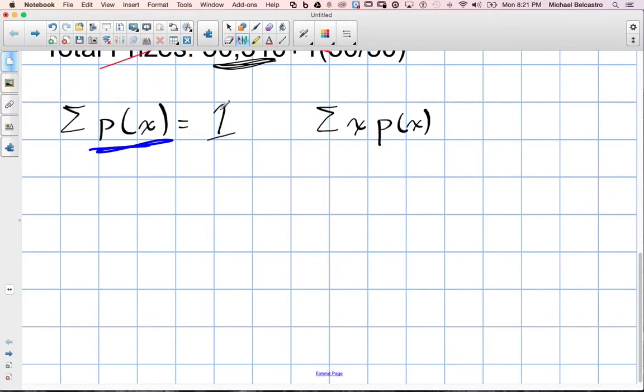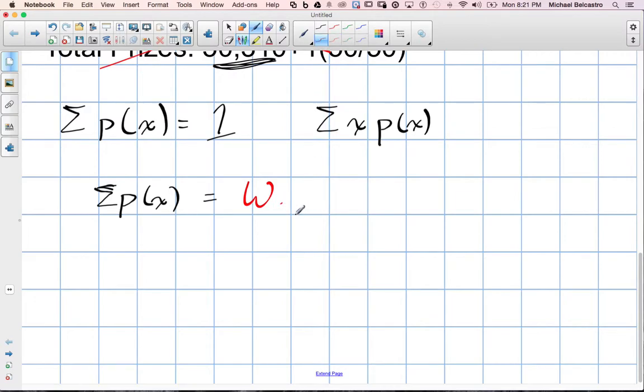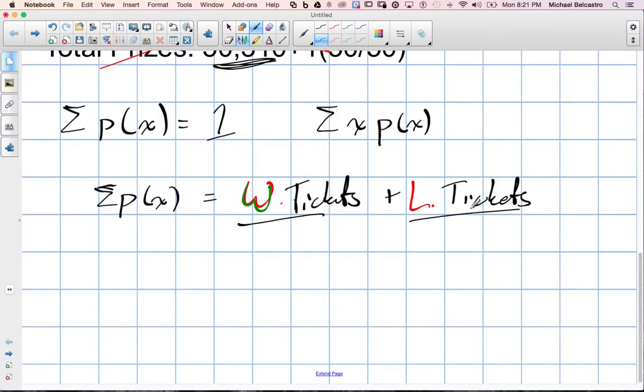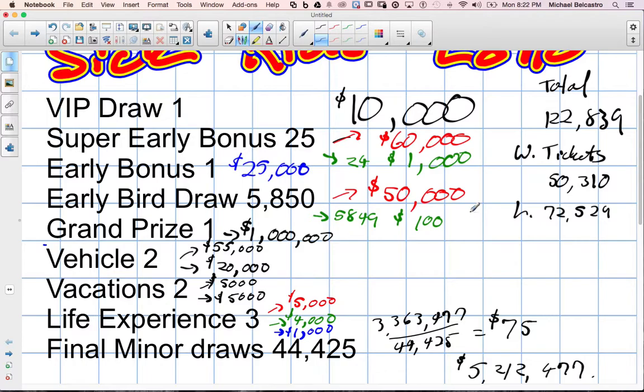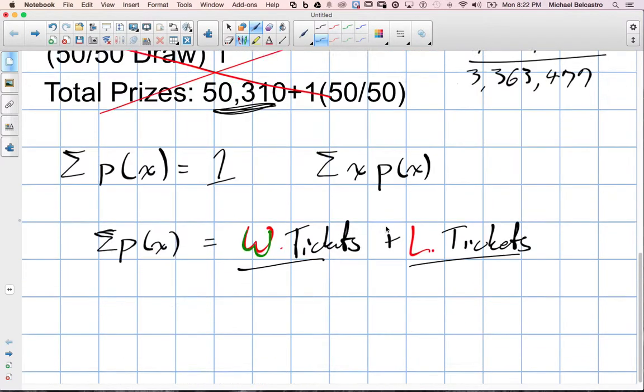So we're talking about expected value. For expected value, the probabilities must add up to 1. You can think of the sum of all the probabilities as the winning tickets in this lottery, and I guess maybe green would be for winning money, plus the losing tickets. So we'll say L tickets. Both of these are going to be over the total amount of tickets that are sold, and that number happens to be 122,839.